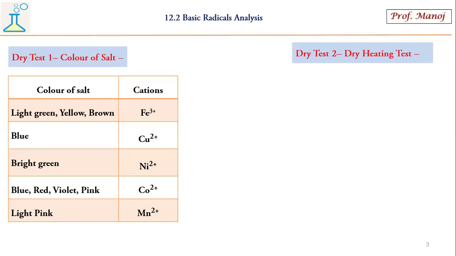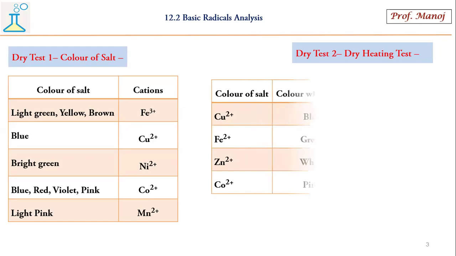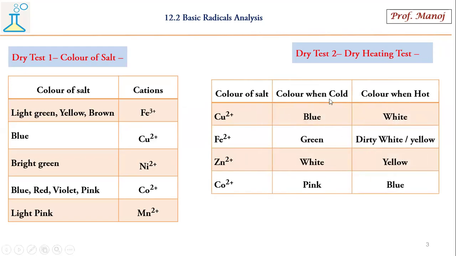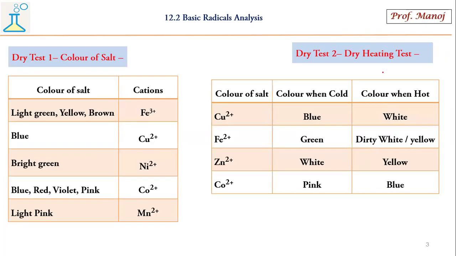Dry test number 2 is heating in a dry test tube. We take a dry test tube, and we heat it completely by taking salt in it. And after heating, looking at the color, we understand which salt it can be. So there are 2 kinds of color. Immediately what we see is what is known as color when hot. Color when hot means the first impression what you will see. And after some time, when it has become cold, what is the color? So both ways you can see, there are tests given.